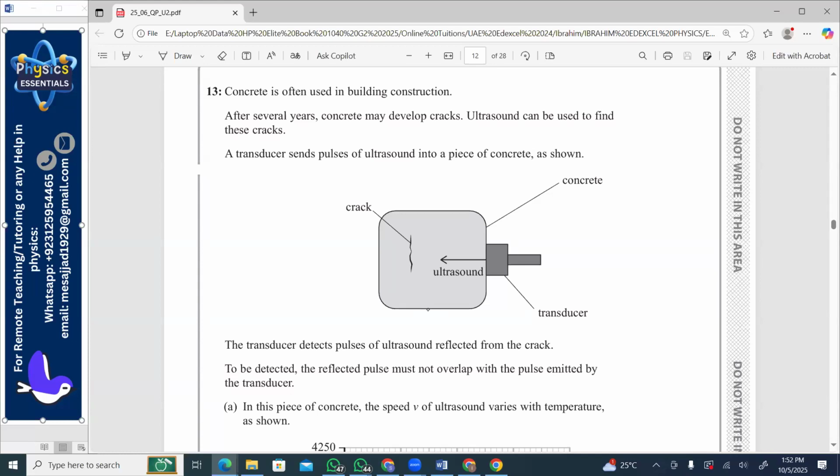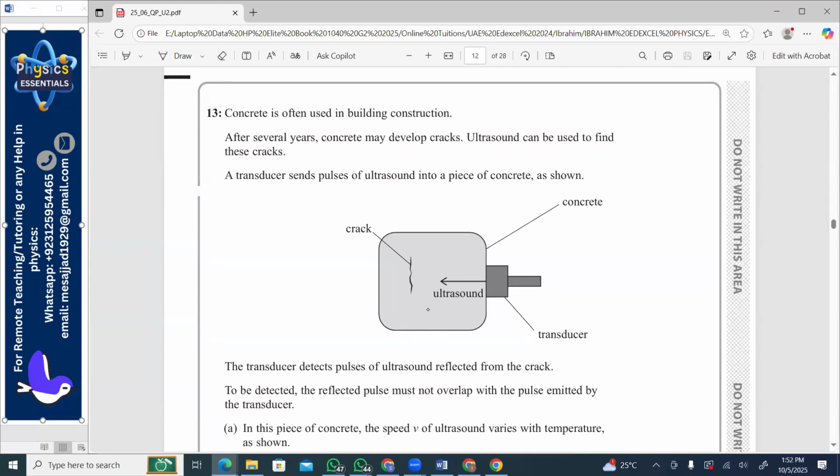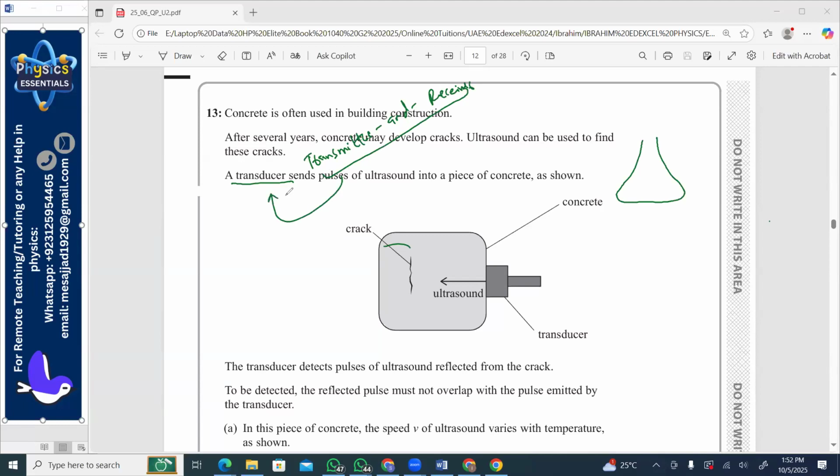So you may have seen a transducer in the hospitals when we go for the ultrasound. Transducer is actually a combination of two words, transmitter and receiver. When we shorten that, it becomes transducer. So it sends and also receives the signal.